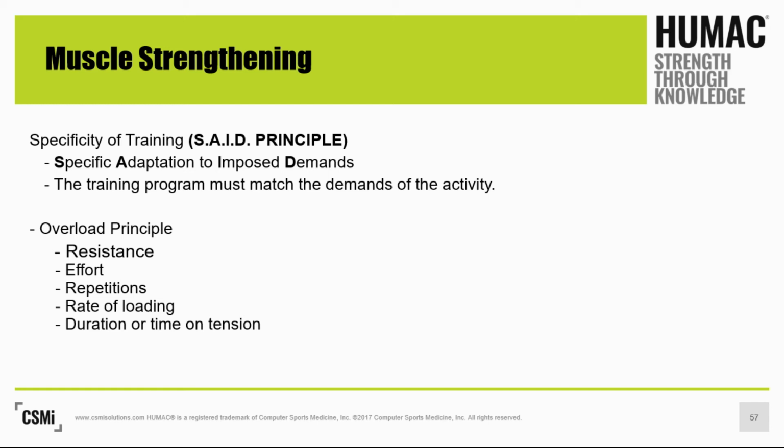Now, when we move on to the next concept of neural adaptation, think back to the SAID principle, because if neuromuscular changes are your goal, you have to design your interventions around that goal. The next principle we're going to discuss is the overload principle, in which you have to manipulate the variables in order to overload the tissue and get it to respond and strengthen.